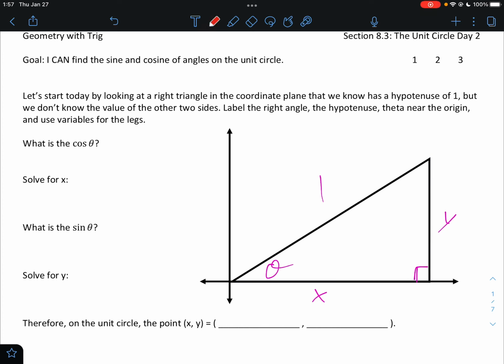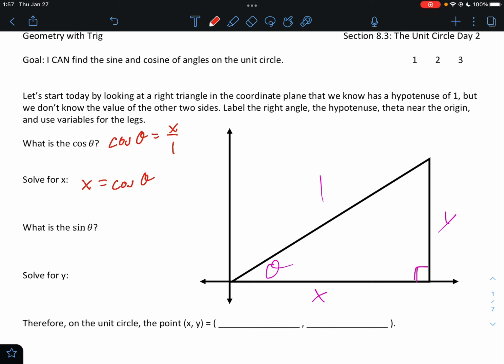So it says, what is the cosine of theta? Remember, cosine is adjacent over hypotenuse. So the cosine of theta would equal x over 1. In other words, x equals the cosine of theta.